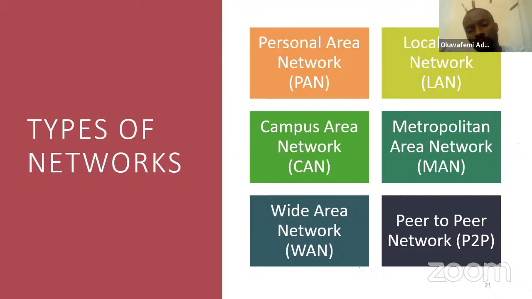We'll talk about protocol in a bit, but first, types of network: personal area network, local area network, campus area network, metropolitan area network, wide area network, peer-to-peer network. Take note of this. We will do some practical on it. We will probably build a peer-to-peer network and do a local area network, right? The personal area network is like my home network, right?